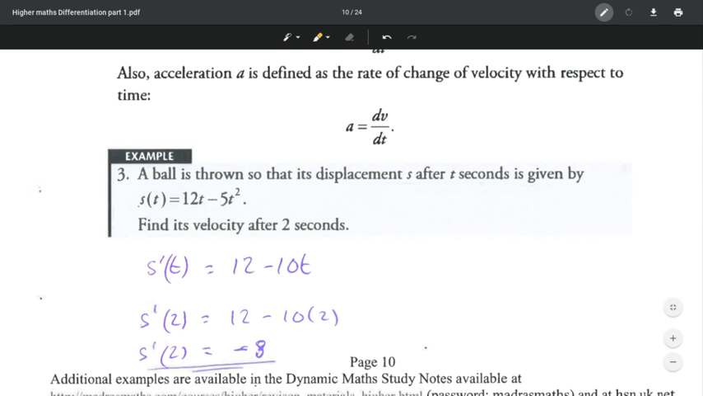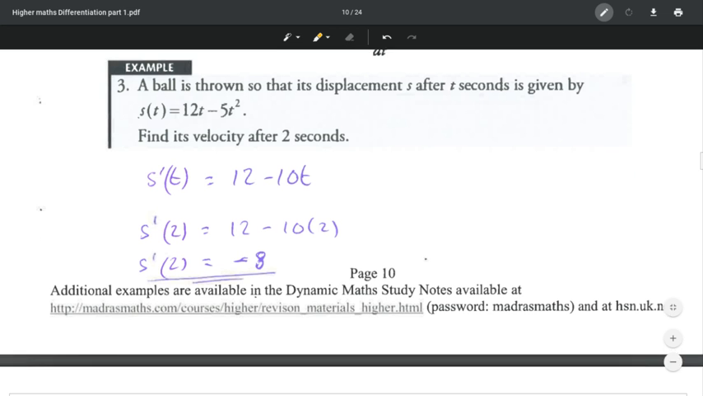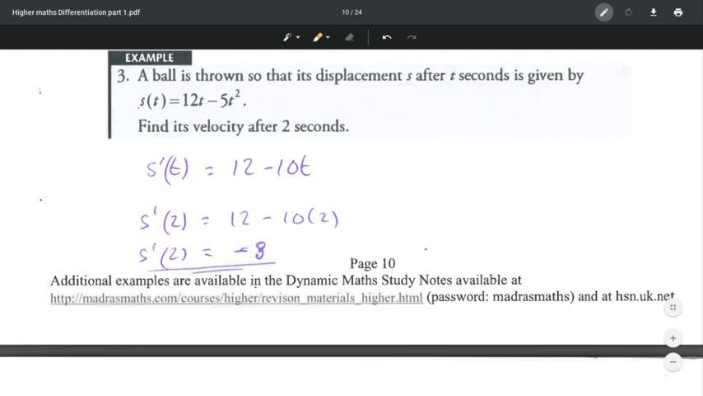So if we have velocity, we can differentiate velocity, and that'll give us acceleration. So we'll go into this more in further calculus near the end of the course, but here's a quick example. A ball is thrown so its displacement s after t seconds is given by s of t equals 12t minus 5t squared. Find its velocity after 2 seconds.